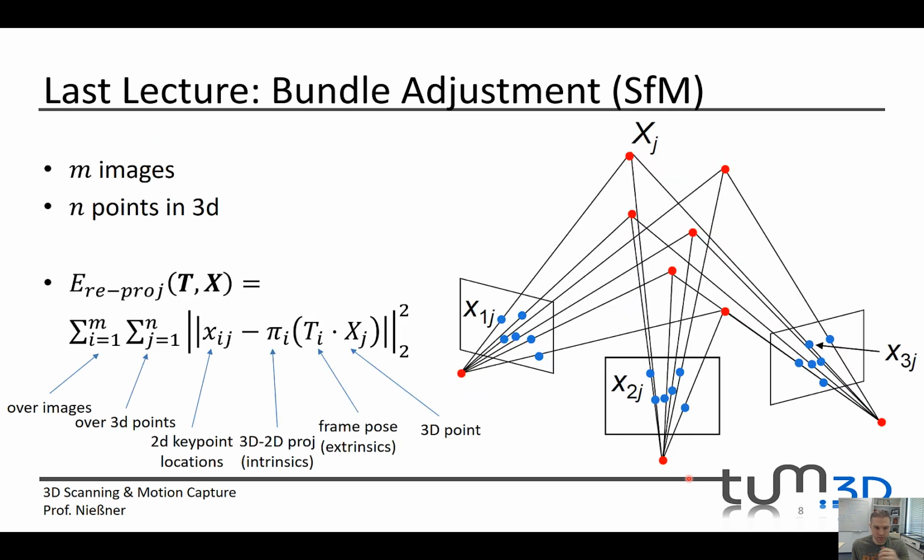And of course, we're not going to do this just with two images, but in fact, we're going to do this with many images. We have here m images, we have n points, and then we have this bundle adjustment formulation here, where we're trying to solve for all of the t's and all of the x's at the same time. Sometimes we are also solving for the intrinsics for the cameras.